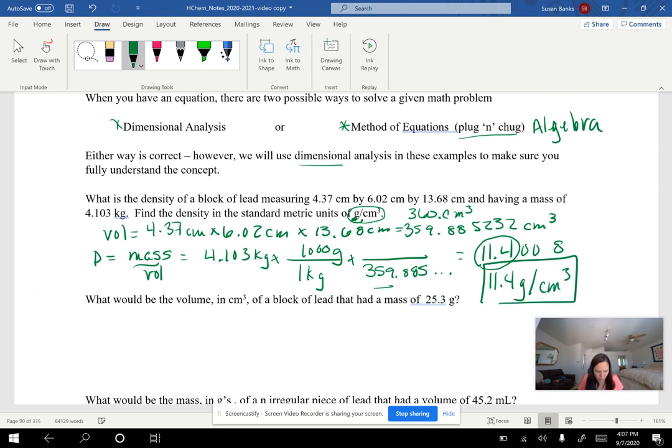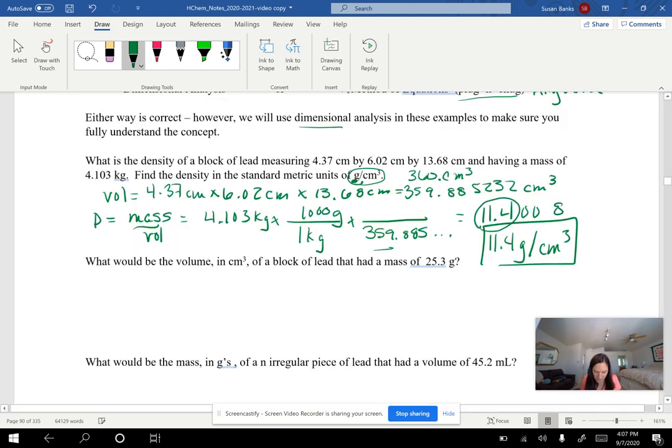Okay? What would the volume of a block of lead be that has a mass of 25.3 grams? Well, I just did the density. Can I use this density to cancel out the grams and get into centimeters cubed? I sure can. So we're going to start with our 25.3.